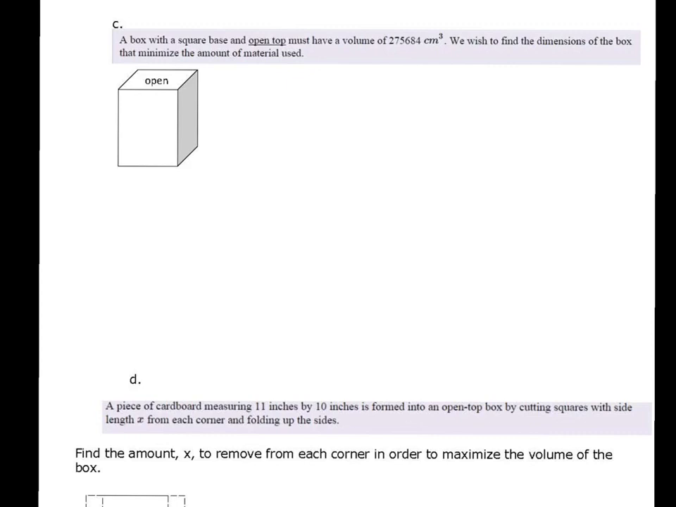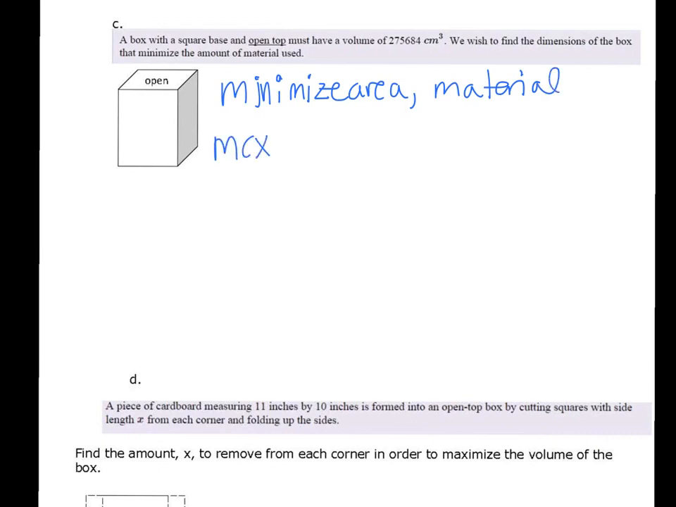We are trying to minimize volume, or sorry, area. So let's write that down. We want to minimize area or material. So we need a function, and I'm going to call it M of x is equal to the material used.